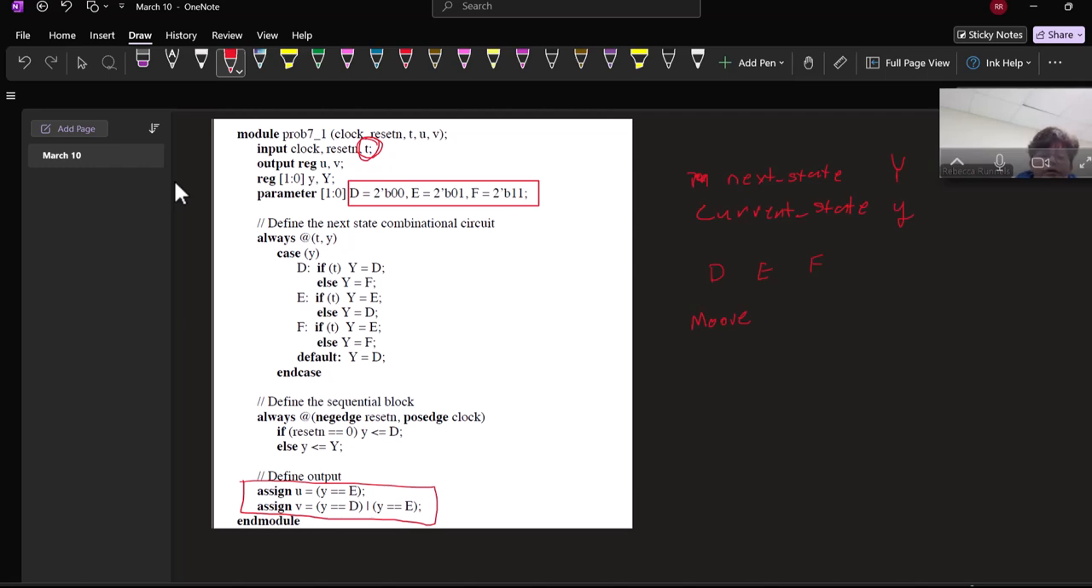So I'm going to make a state table. I'll have current state, and I'll have next state, and this is going to be if T equals 0 or T equals 1, and I'll have my outputs. I have two outputs, U and V, and because I determined already it's a Moore machine, I don't need separate columns for T equals 0 and T equals 1, because the outputs don't depend on those.